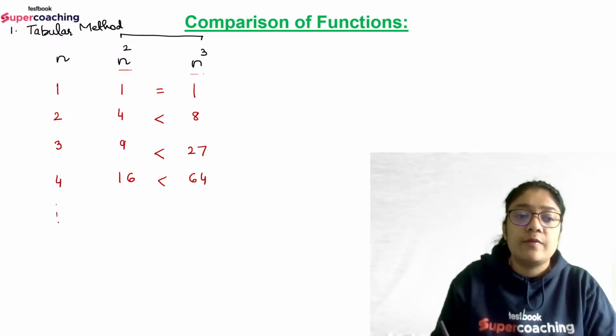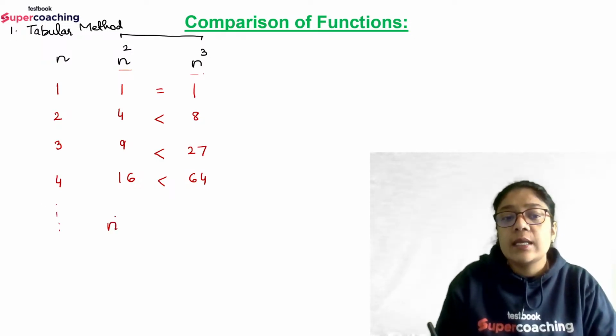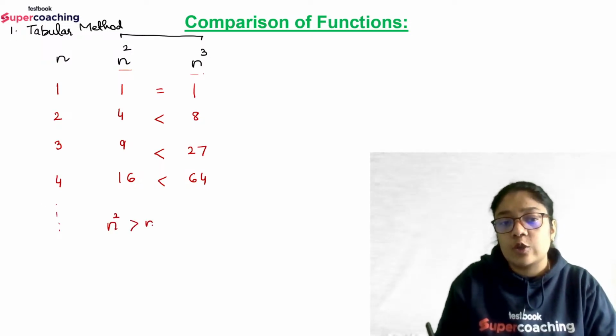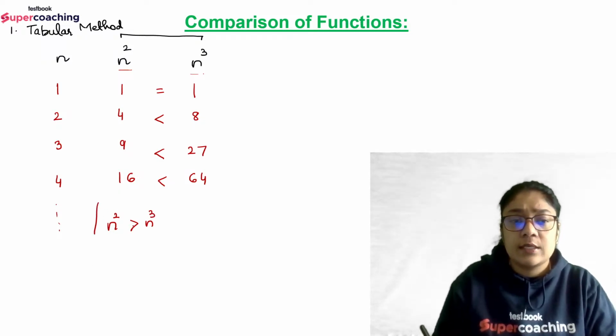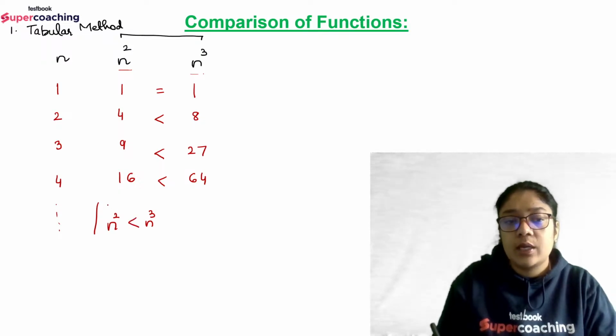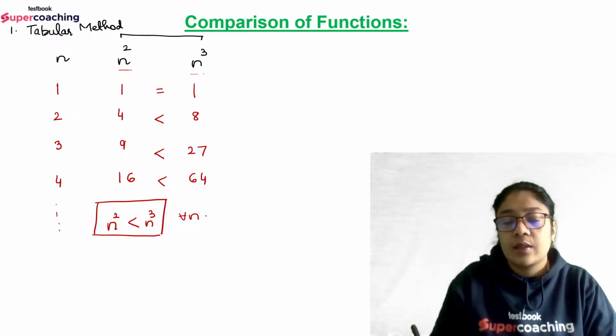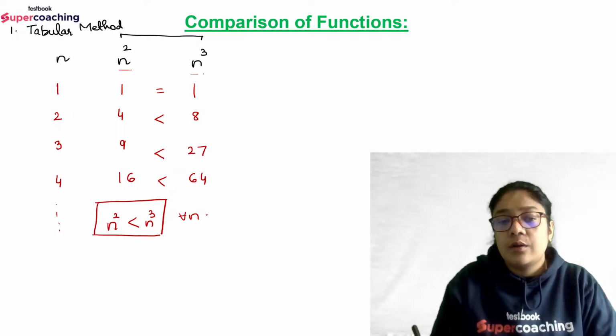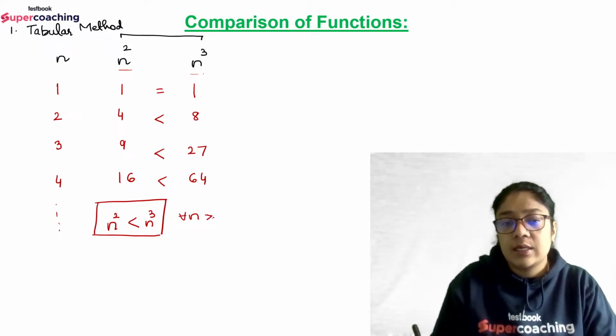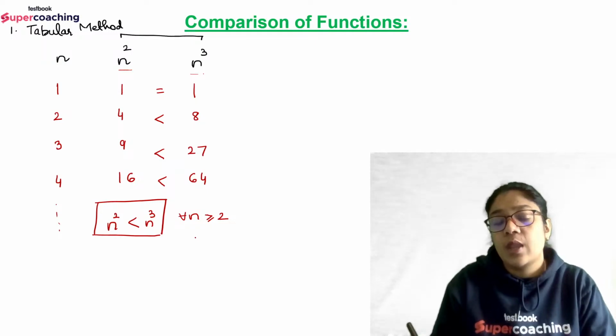So we can easily observe that n square is smaller than n cube. The value is smaller for n square. n square is smaller than n cube for all the values of n starting from n greater than or equal to 2.